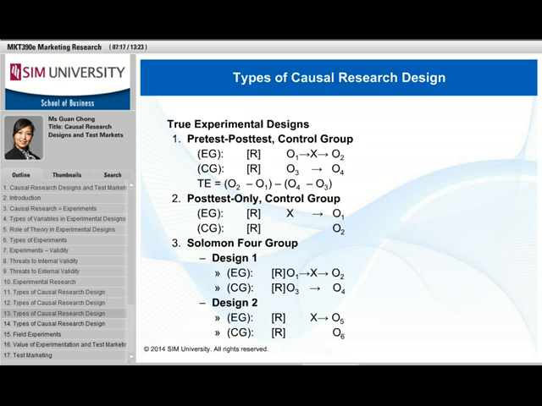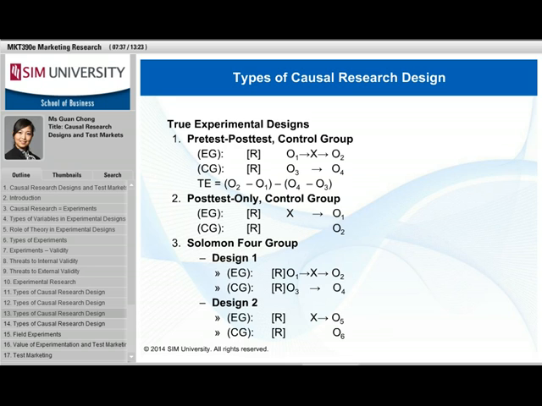True experimental designs are the only experimental designs with random assignment. There are three main types of true experimental designs: pre-test, post-test control group designs, post-test only control group designs, and Solomon four-group designs.